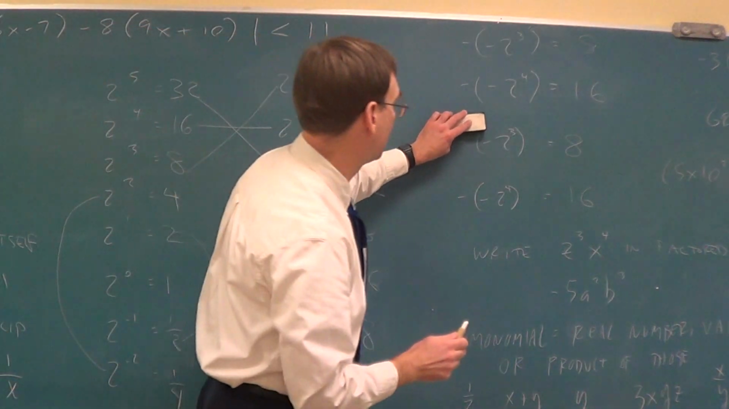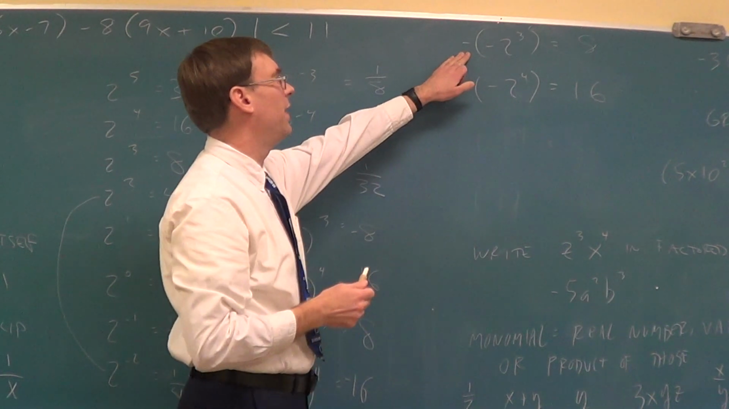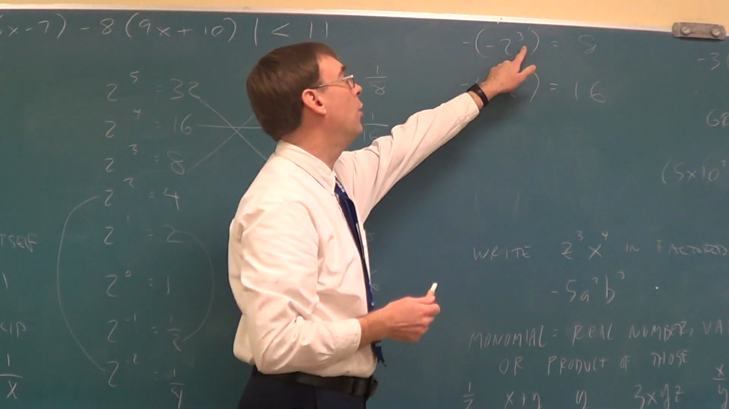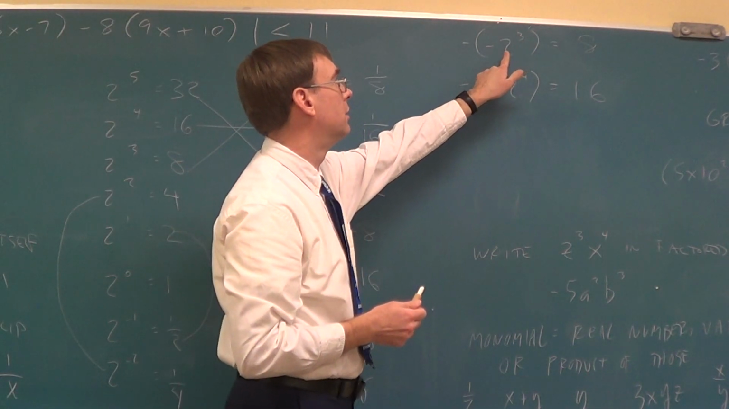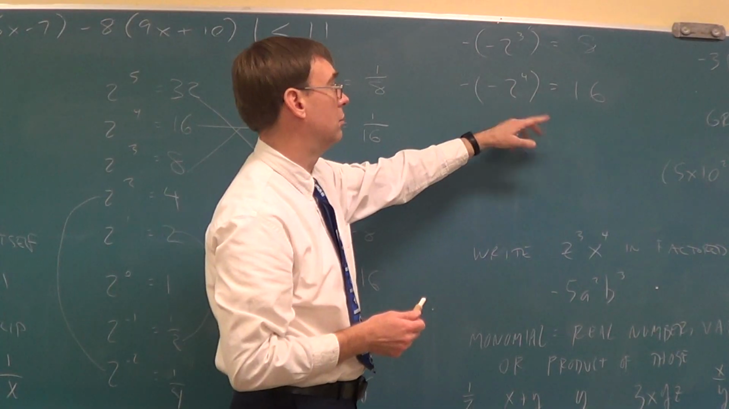How many negatives on this one? 2. 1 of this, 1 of that. The 3 only goes with the number it's touching, so that's positive. How many does this have? 2, so also positive.